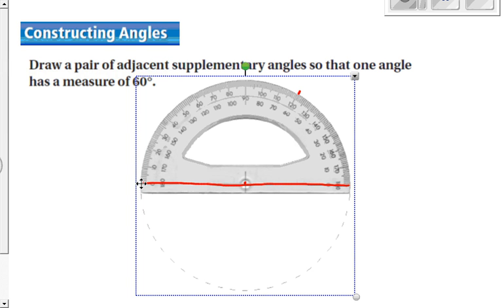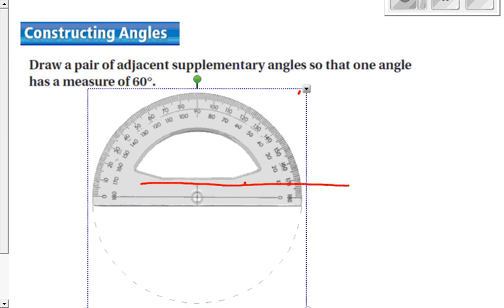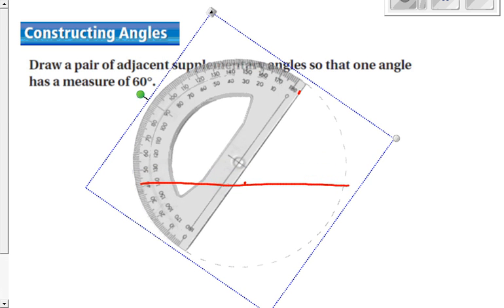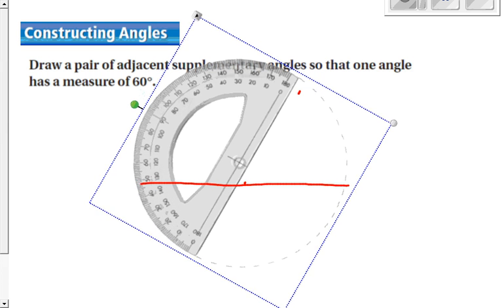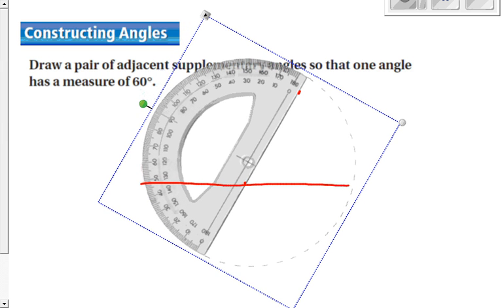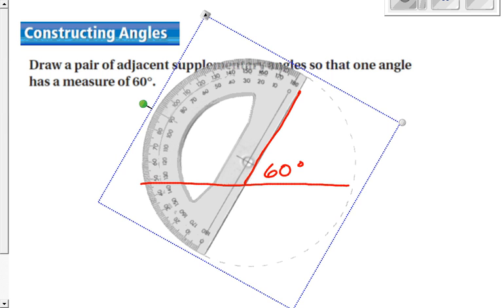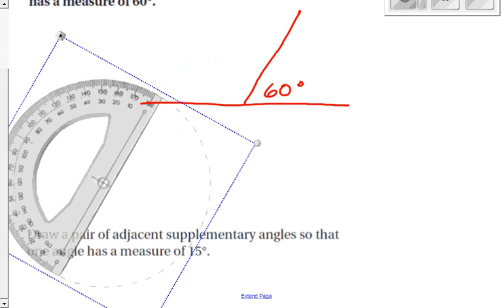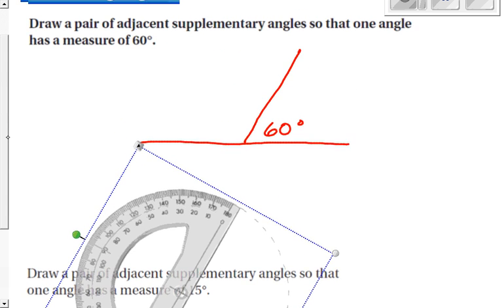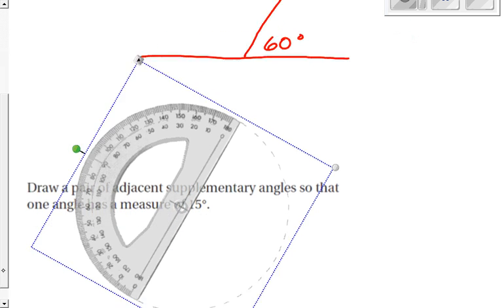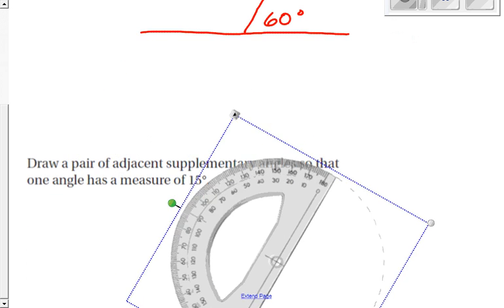So now I need to draw my straight line by turning my protractor, and you can use any straight edge. This is what I have handy. I'm going to connect my dots. I now have a 60-degree angle here. And as I move out my protractor, I now have a supplementary angle that has a 60-degree angle in it. So let's try the next one. Let me move my protractor out of the way.